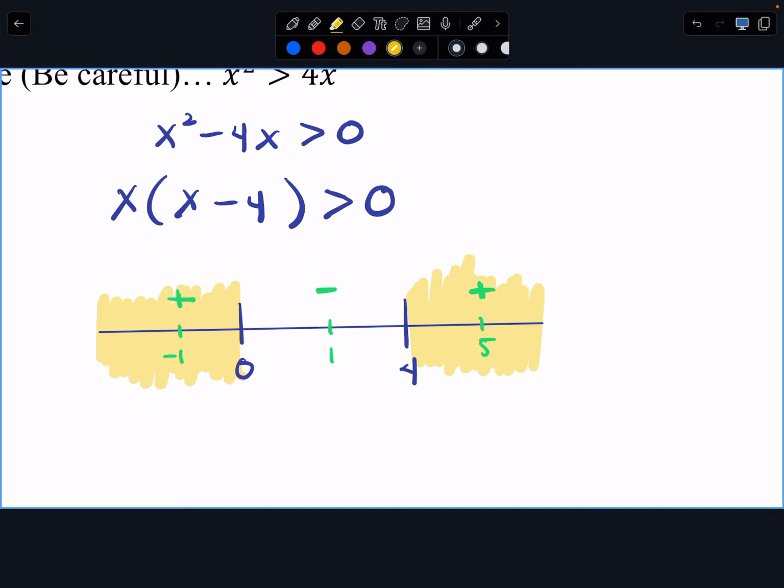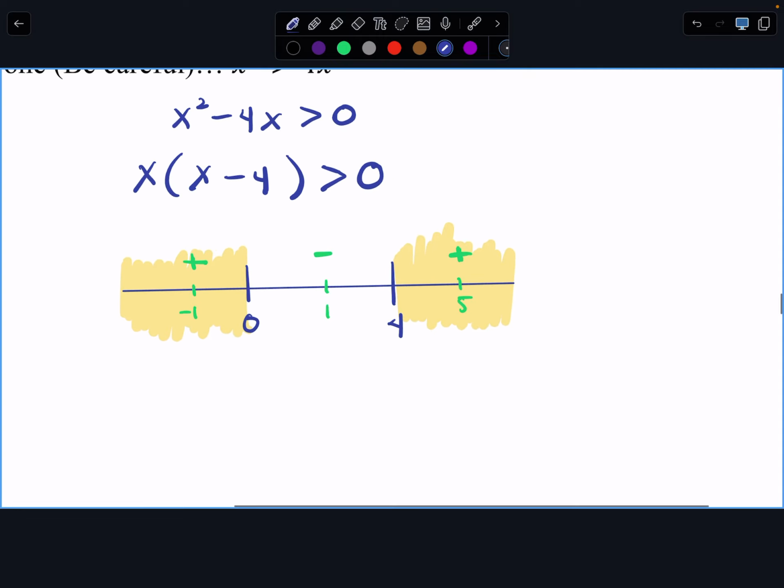So remember, we're thinking about my analysis line as being like the real number line. So if I'm reading the real number line from left to right, that would be -infinity up to 0. Would we want to include 0? No. So -infinity up to 0. -infinity always has a parentheses next to it. 0 would not be included, so we put parentheses.